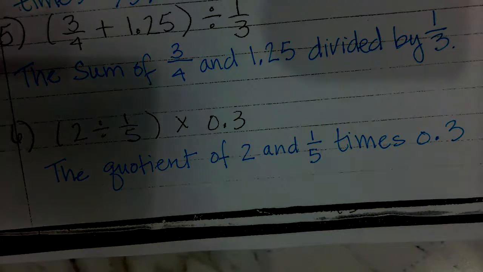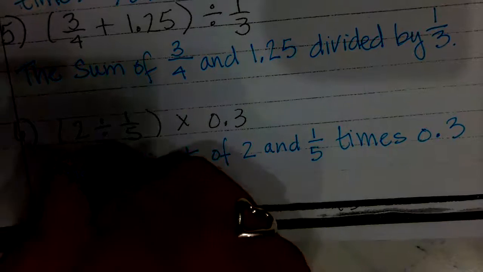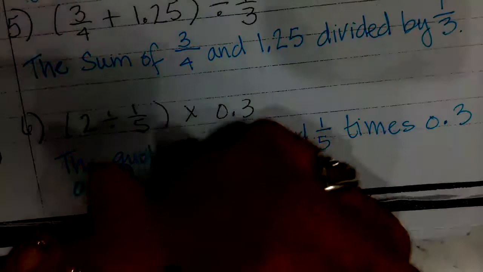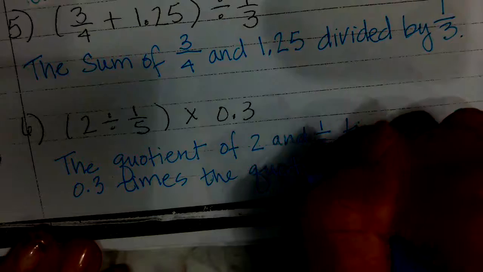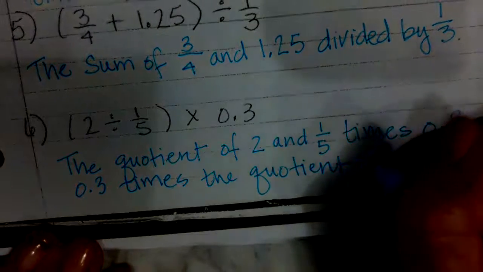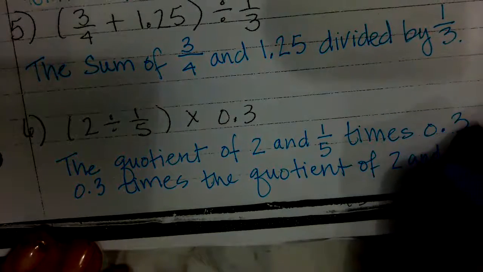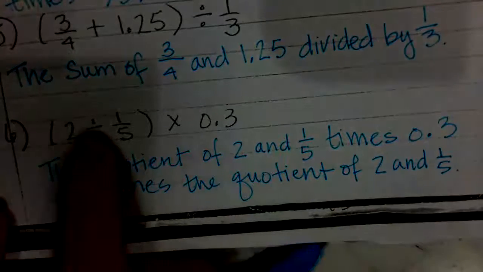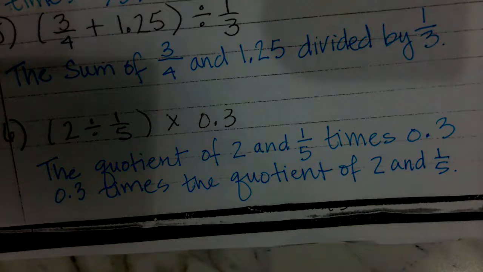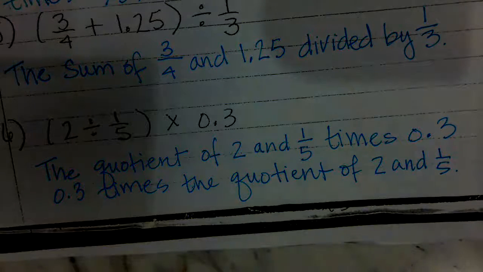So 0.3 times, you could go 0.3 times the quotient of 2 and 1/5. But again, I really like to follow the order. It really does make a big difference. And you're just less likely to mess up the problem. If you just follow the order, what do you have to do first? Start with what you have to do first.